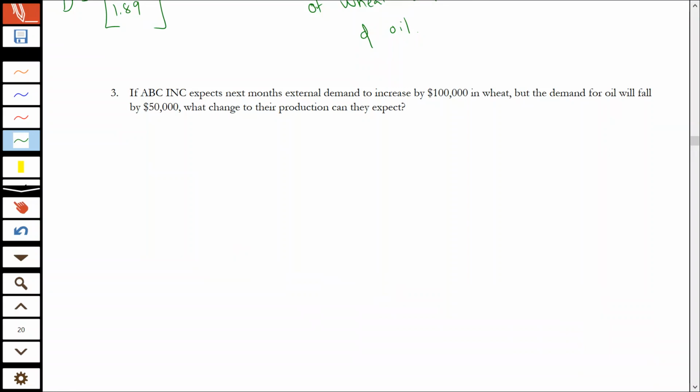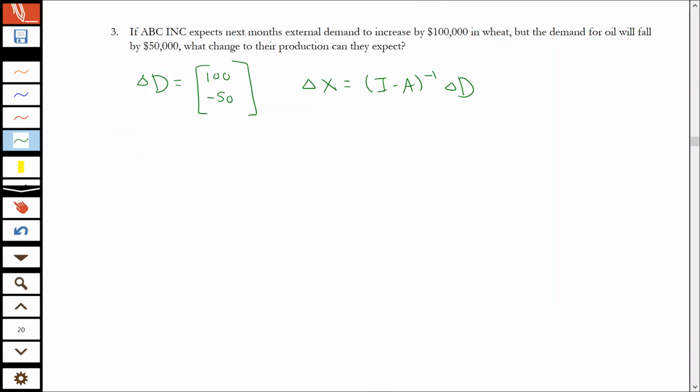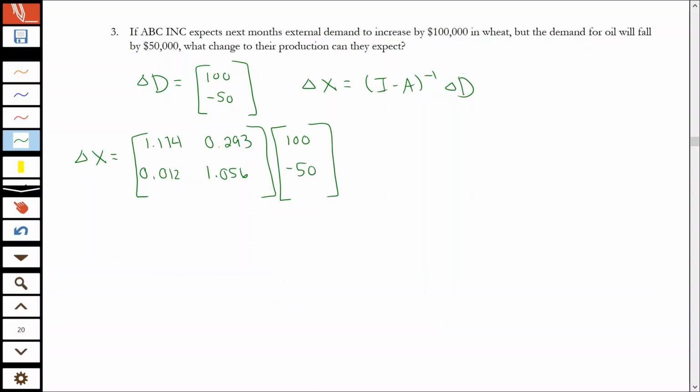And again, for input-output, whatever units we put in are the units we get out. So if this is giving me the change in demand as being, I'm up $100,000 for wheat, but I'm down 50,000 for oil, then my change in production is just going to be (I minus A) inverse times the change in demand. I already know my I minus A inverse, right? 1.114, 0.293, 0.012, and 1.056. And my change in demand is I'm up $100,000 for wheat and I'm down 50,000 for oil.